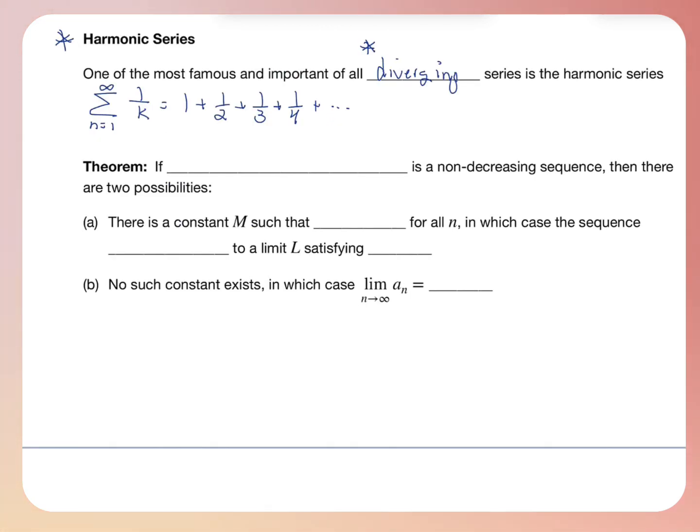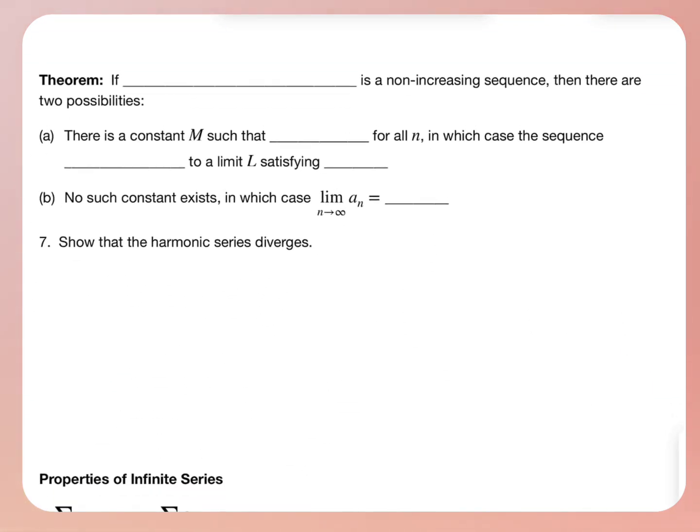Now we're going to look at a couple of theorems that are going to help us out. If a sub 1 is less than or equal to a sub 2, which is less than or equal to a sub 3, which is less than or equal to a sub 4, which is a non-decreasing sequence, a monotonic sequence that we talked about before, there are two possibilities. If there is a constant M such that a sub n is less than or equal to M for all n, in that case the sequence converges, and it converges to a limit L, satisfying that L must be less than or equal to our upper bound M. If no such constant exists, then the limit as n goes to infinity of a sub n goes to infinity, if there's no upper bound, basically.